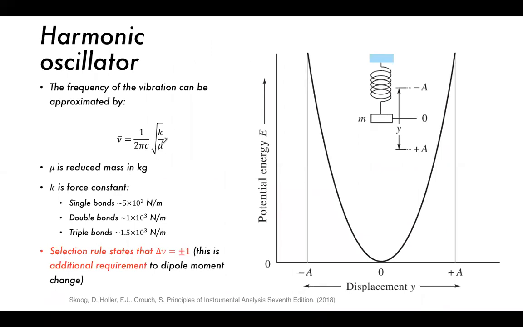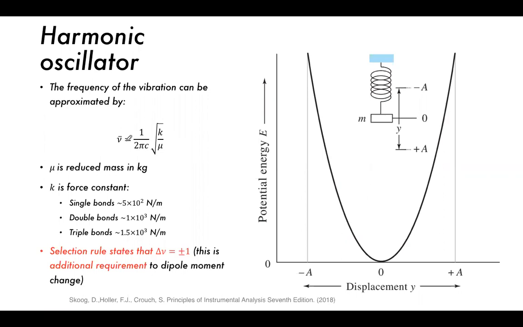times the square root of K over mu. So that looks like a pretty scary equation, but if we break it down a little bit, it's not too bad. So mu bar is the average vibrational frequency. So it's the average point at which all of the molecules that are being measured have the same vibration. So they all have the same CH vibration at a particular wave number.